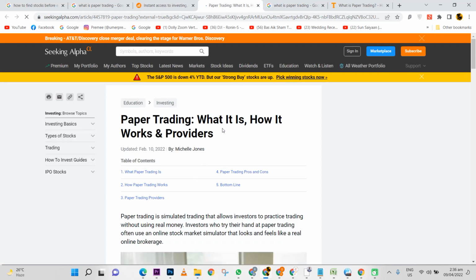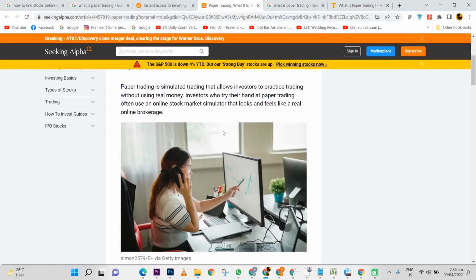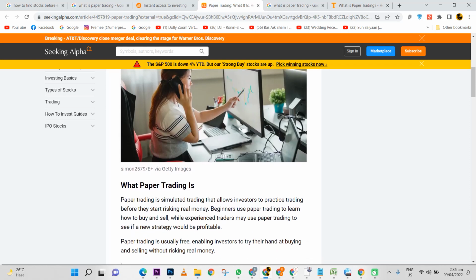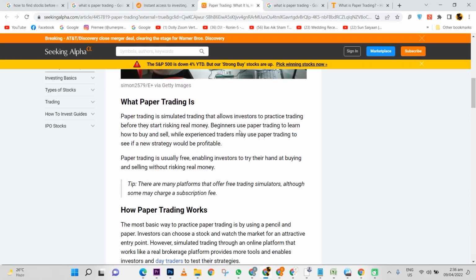Paper trading: what is it, how it works, and providers. Paper trading is a simulated trading that allows investors to practice trading without using real money. Investors who try their hand at paper trading often use an online stock market simulator that looks and feels like a real online brokerage. What is paper trading?